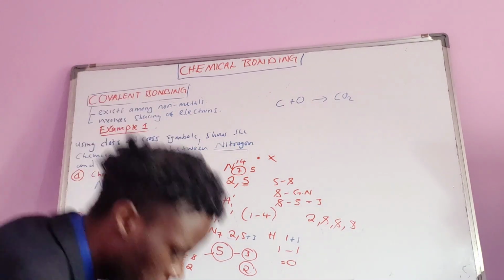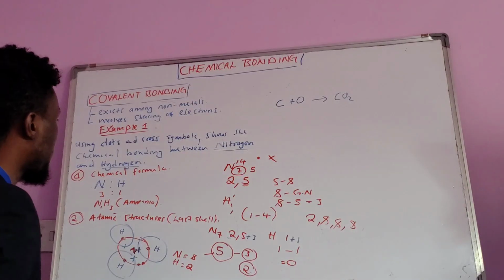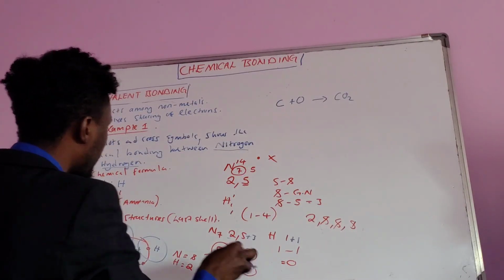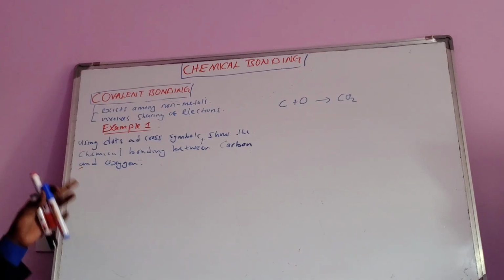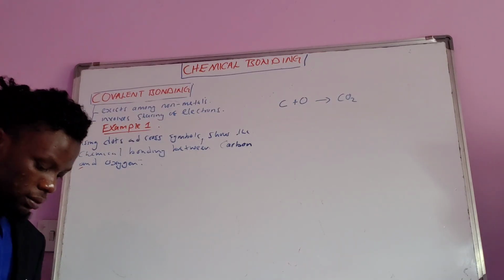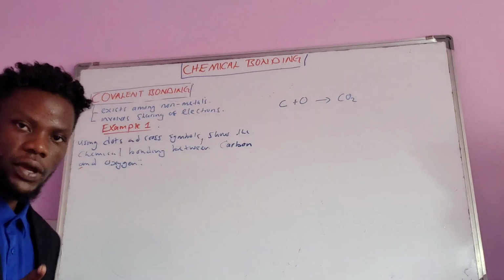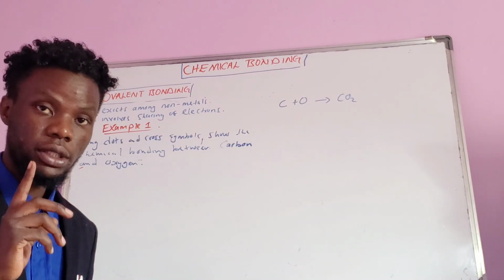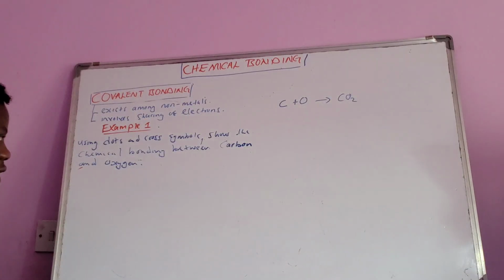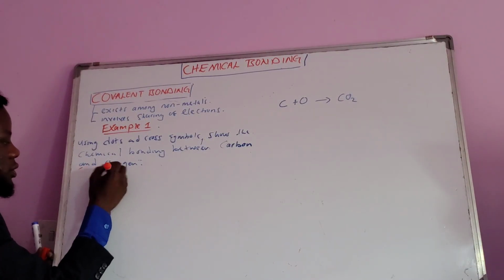Now let us look at the last question. Using dot and cross symbols, show the chemical bonding between carbon and oxygen. What is the first step? The first step is to make sure that we have the chemical formula between carbon and oxygen. So we need to form the chemical formula for carbon and oxygen.